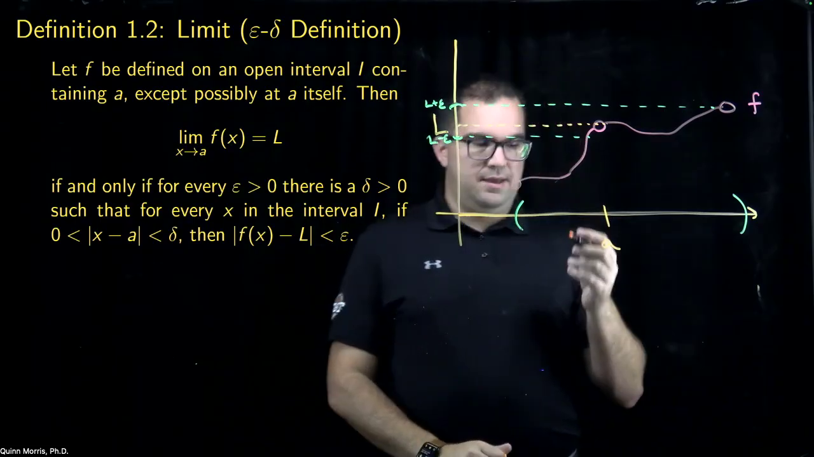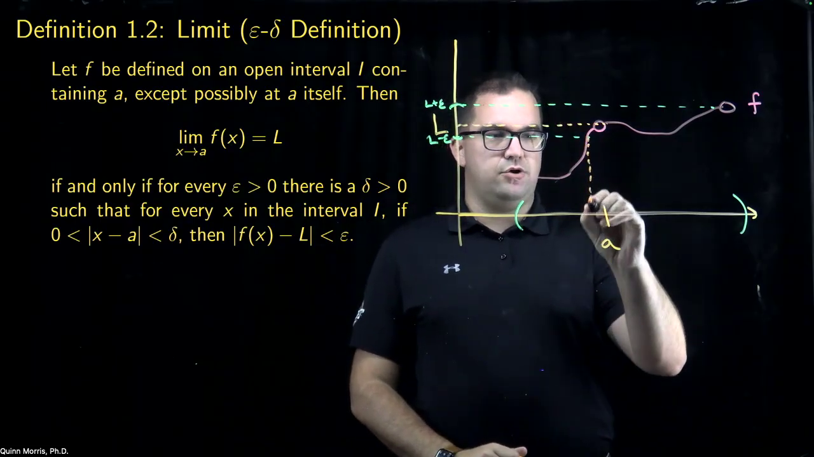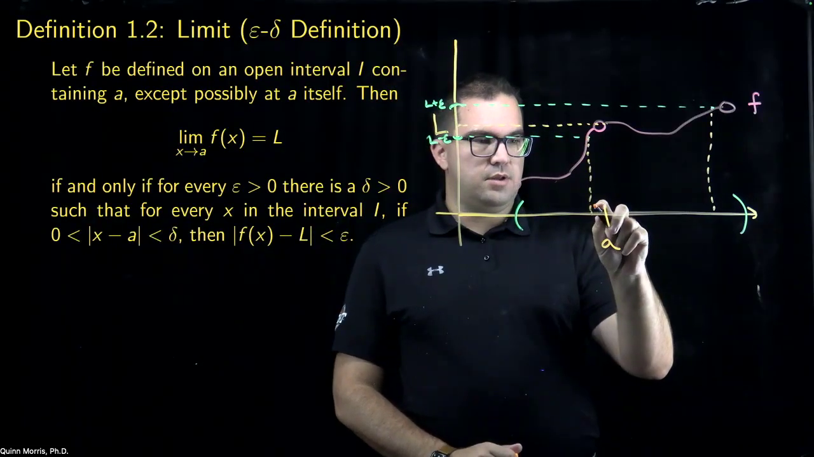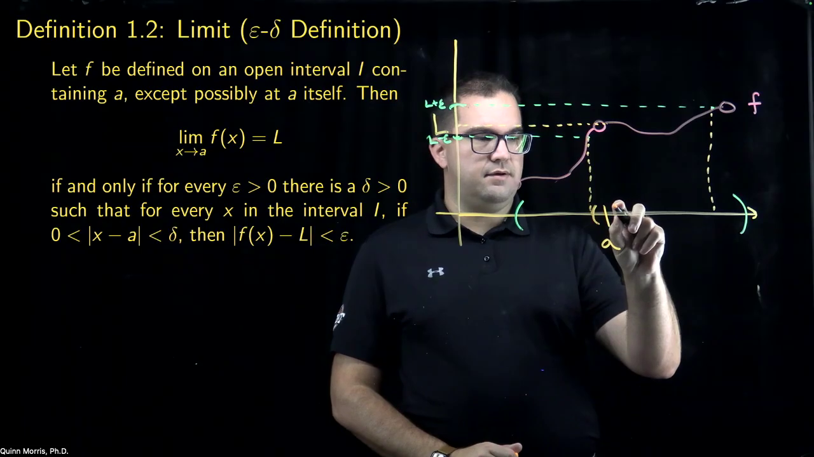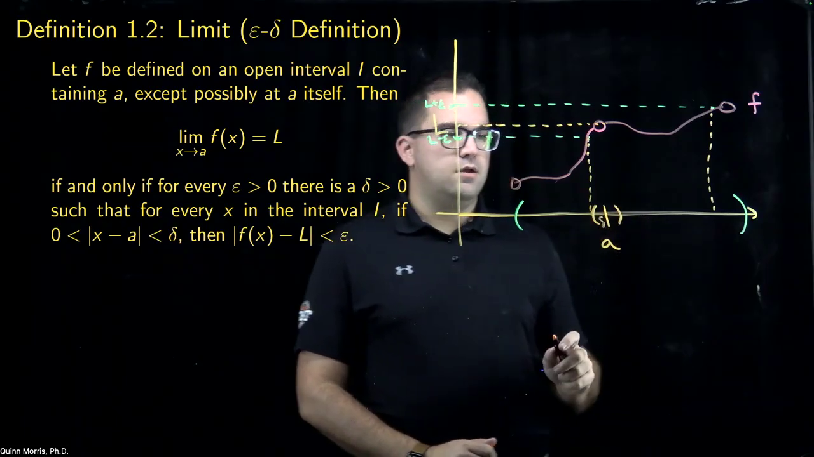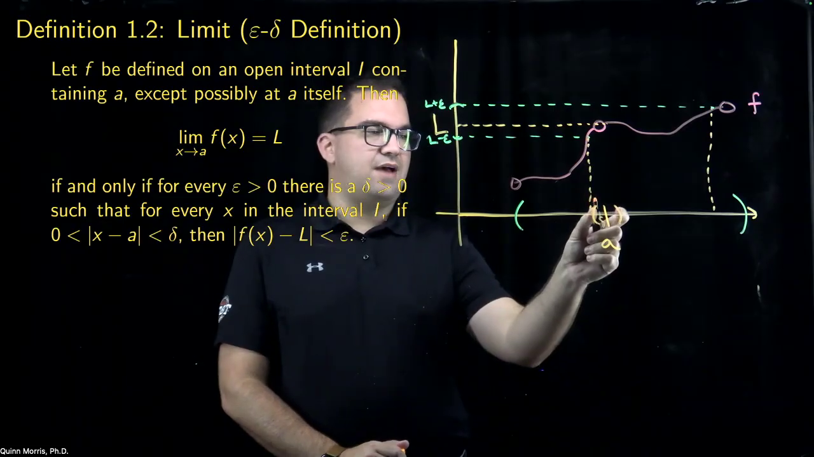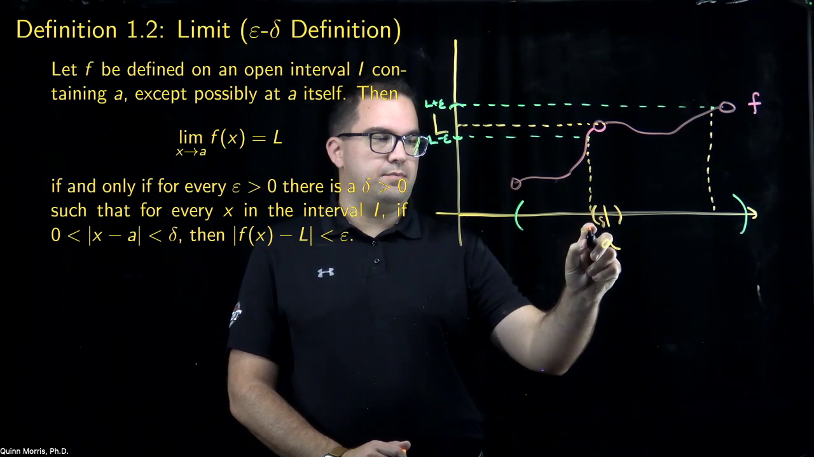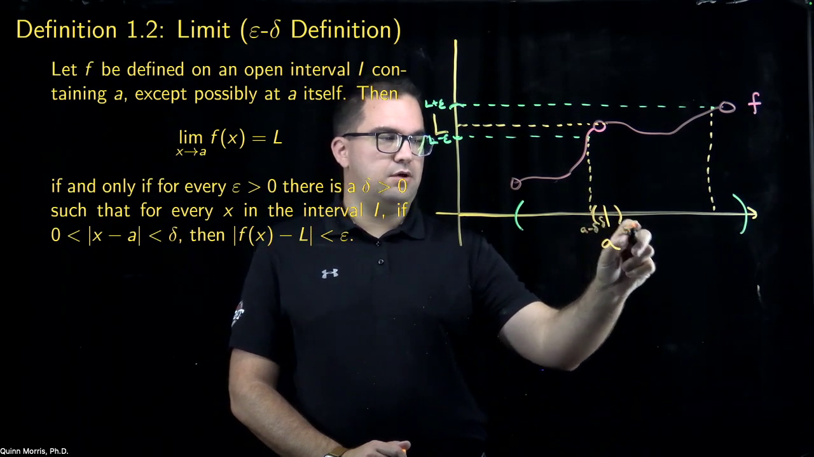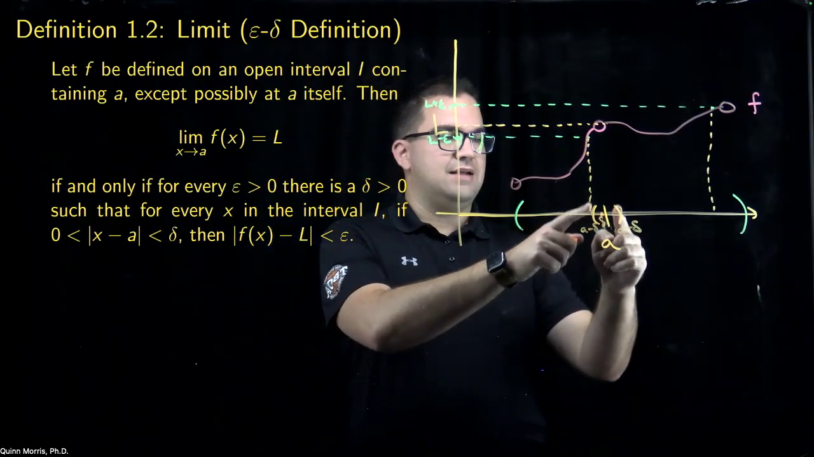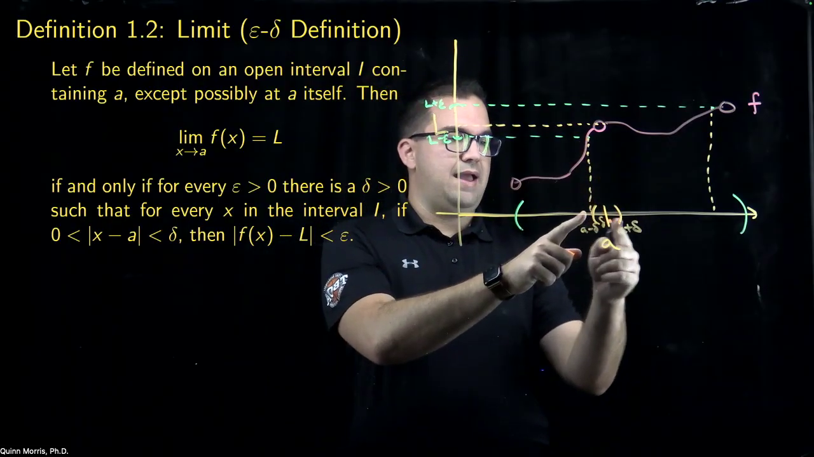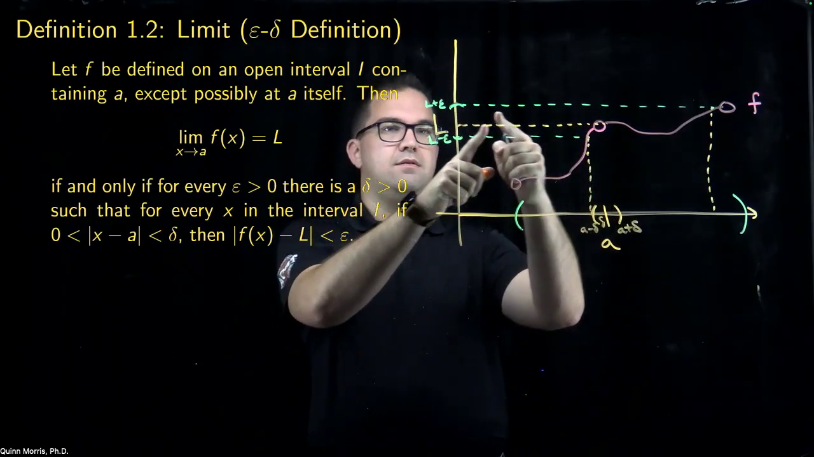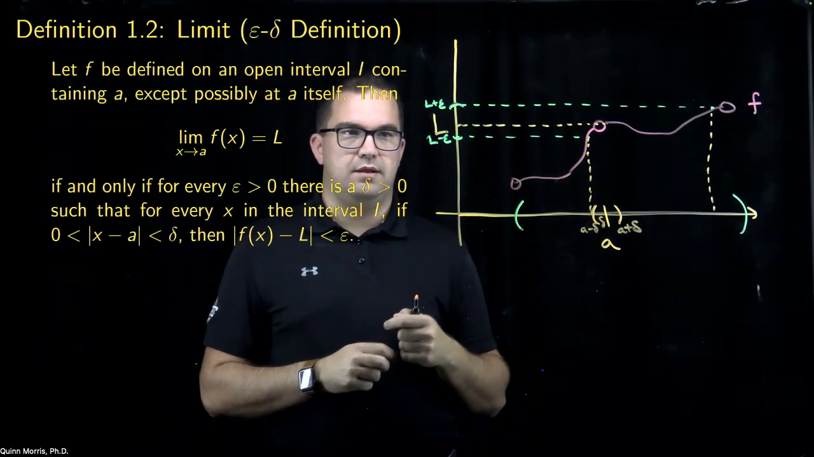So then you say, okay, if my x values, I'm going to pick a delta. Now, your delta, you're going to pick to be this big, because notice that if you take any x values within delta of a, so this is going from a minus delta up to a plus delta, if you pick any x values in this delta band around a, then their y values will be between L minus epsilon and L plus epsilon.